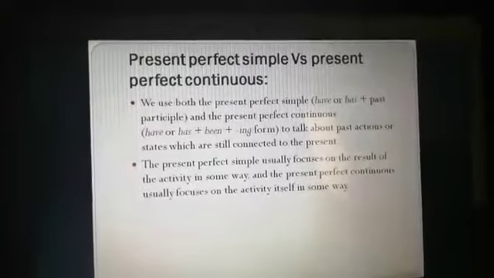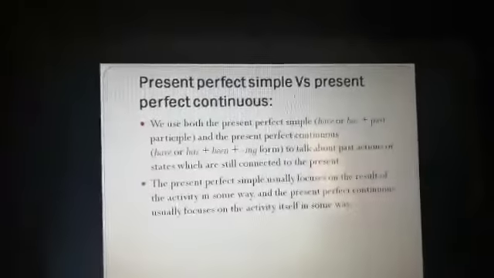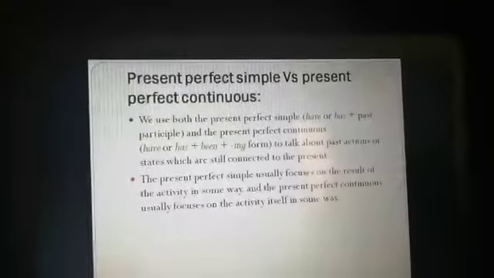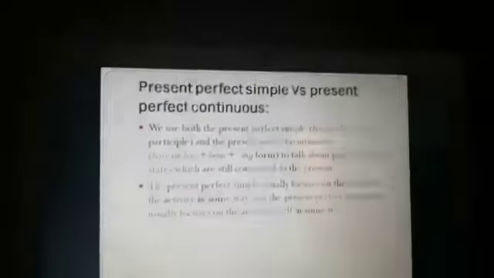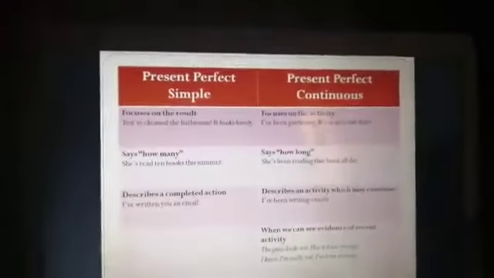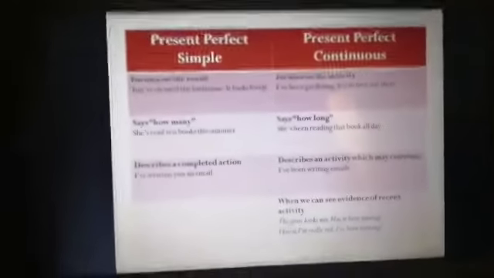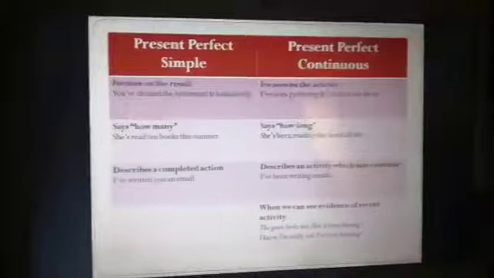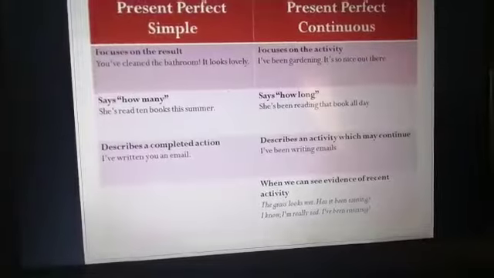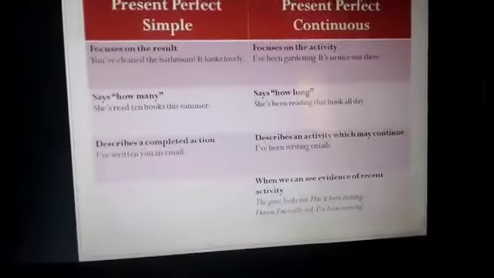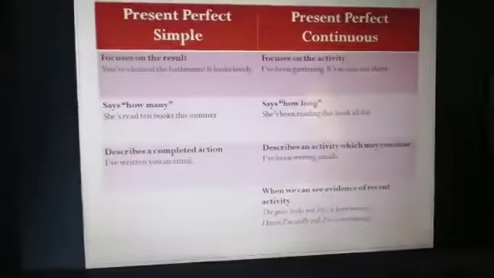Okay, and then the present perfect simple usually focuses on the result. The present perfect simple focuses on the result of the activity, but the present perfect continuous focuses on the activity itself. Okay. Now, we're going to start with the present perfect simple. It focuses on the result of the activity. Okay, you have cleaned the bathroom. It looks lovely. So the result here is that it looks lovely.